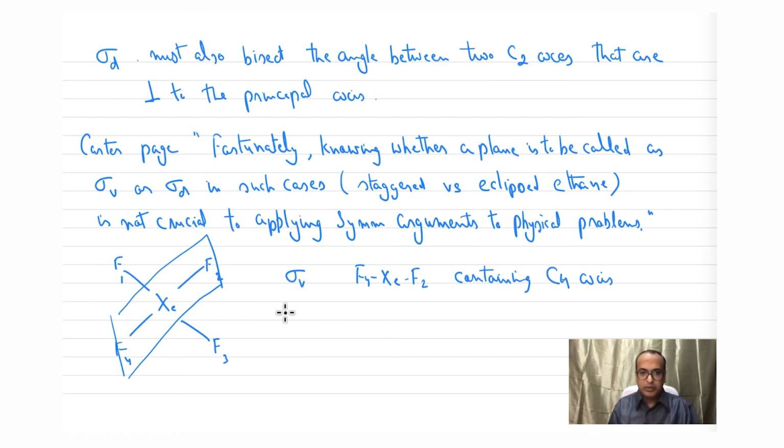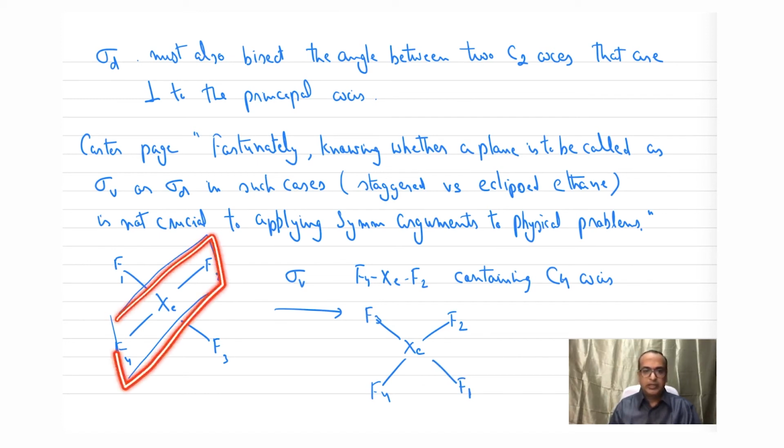Okay, let's do the sigma operation. And what do we get here? So we will see F2 and F4 would not change, but F1 will be replaced with F3, right? Because the plane is like this, and this atom will be reflected and this bond will be reflected with each other, right? Okay. Now let us go to the other plane.